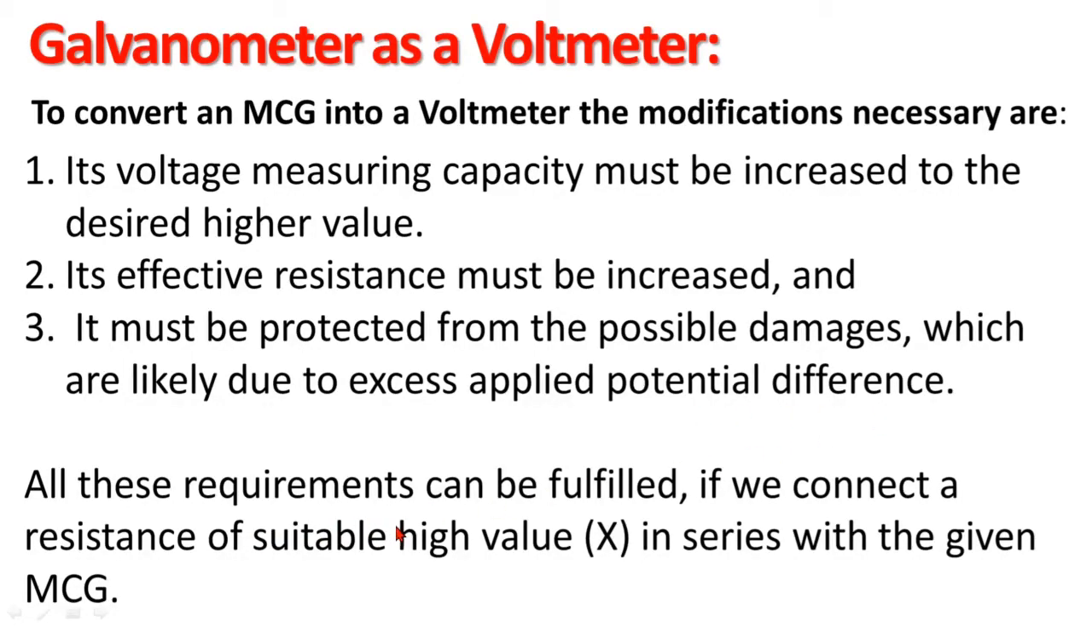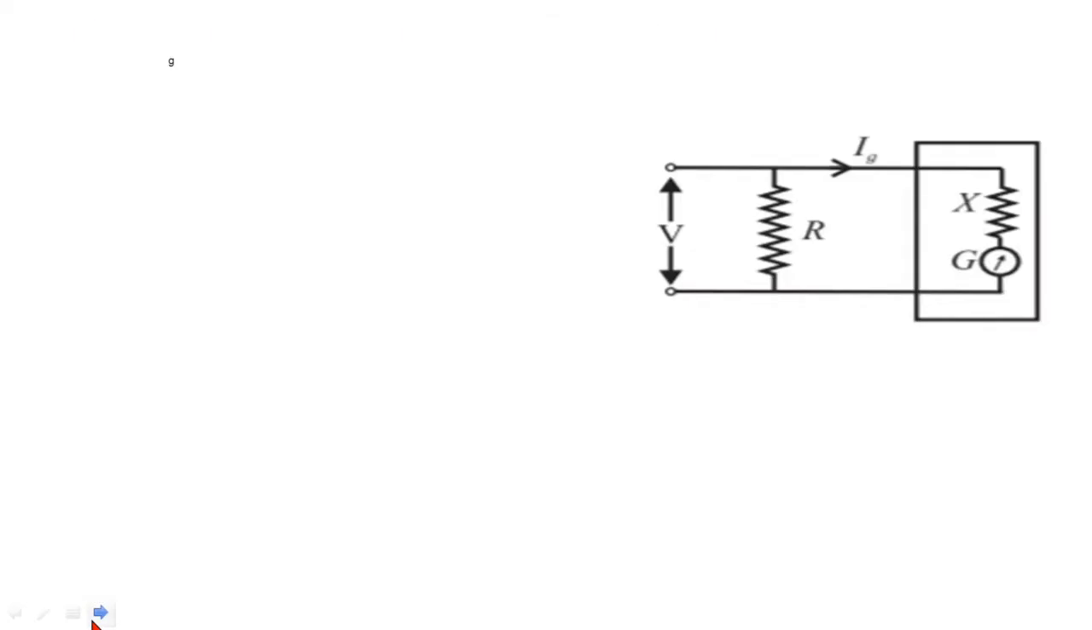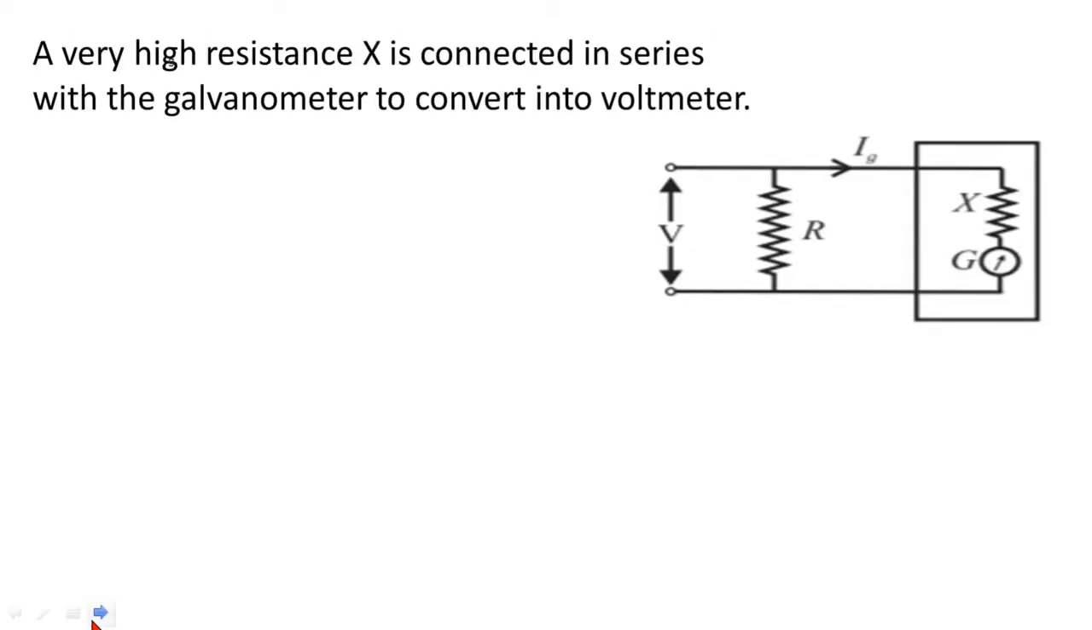All these requirements can be fulfilled if we connect a resistance of suitably high value X in series with the given moving coil galvanometer. The galvanometer is connected across the points where the potential difference is to be measured.